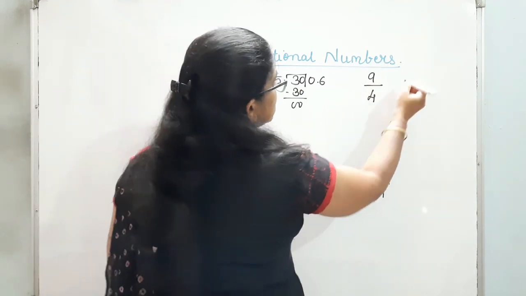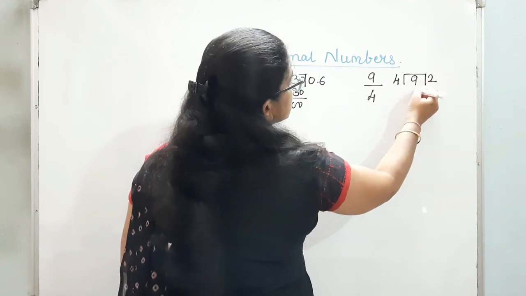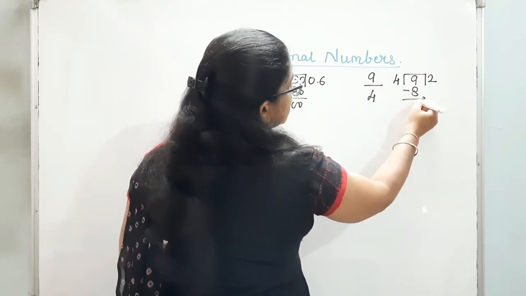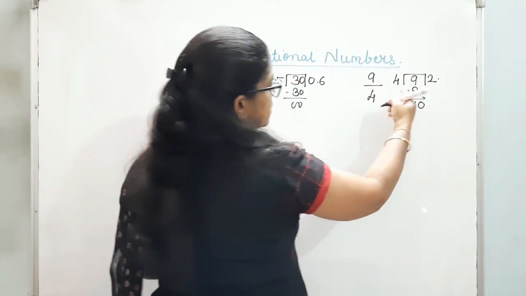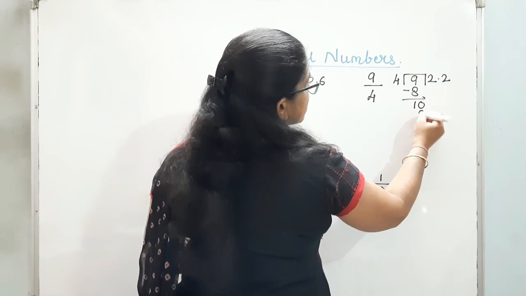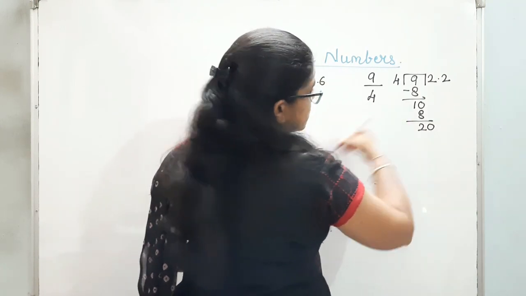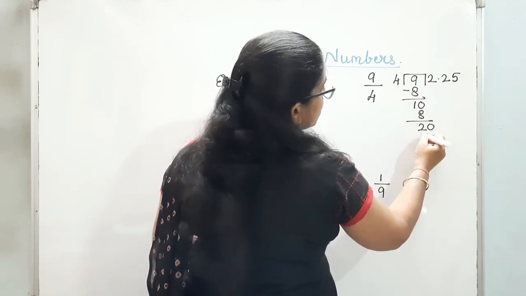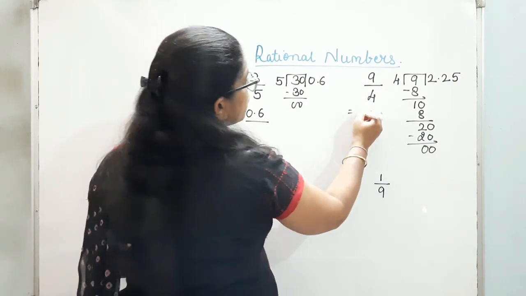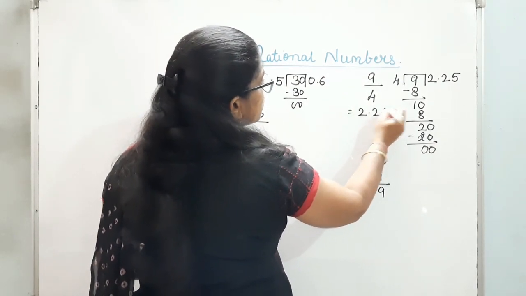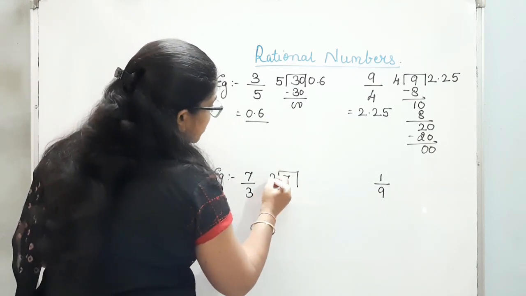Let us work out for 9 upon 4. 9 divided by 4. 4 2s are 8. 9 minus 8, 1. Put a decimal point. Add 1 zero here. 10. 4 2s are 8. 10 minus 8, 2. We'll put 1 zero. 4 5s are 20. So the value of 9 upon 4 is 2.25.